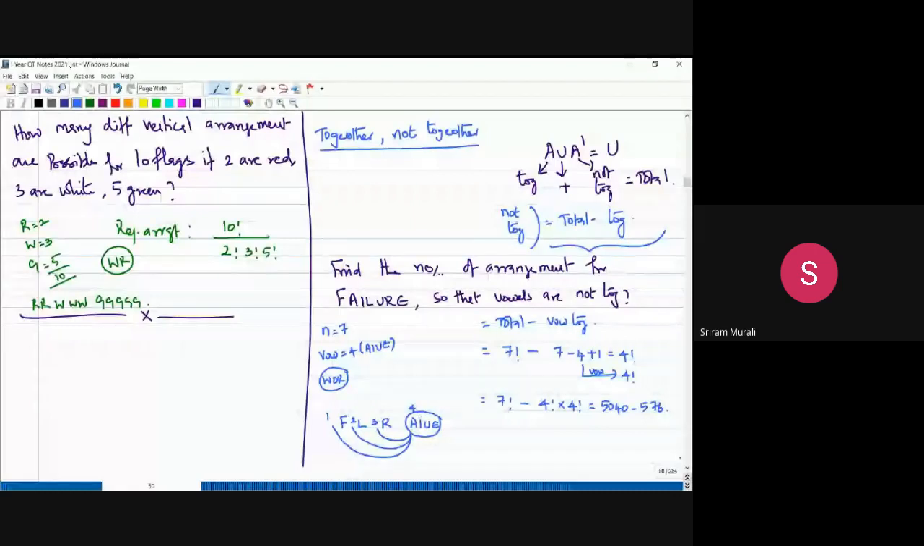Sir, vowels are 5 letters, no, sir? You wrote 4 letters only. Can you tell me what is the 5th letter? A, E, I, O, U. O, sir. Do you have O in the word failure? Okay, sir, I understood.